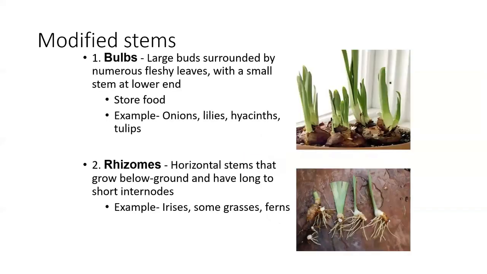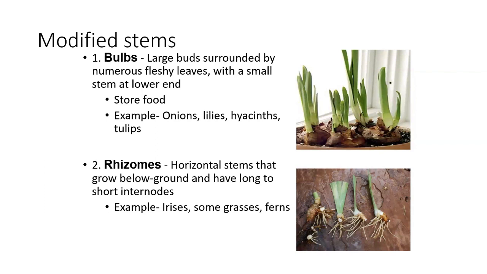Right, a little bit more about some modified stems. I mentioned earlier about modified leaves, but there actually can be modified stems as well. Bulbs are a great example of a modified stem. So they are basically large buds that are surrounded by fleshy leaves with a small stem at the lower end. Their purpose is to store food. Some good examples of bulbs include your onions, your lilies, hyacinths, tulips, garlic. Those are all examples of a modified stem.